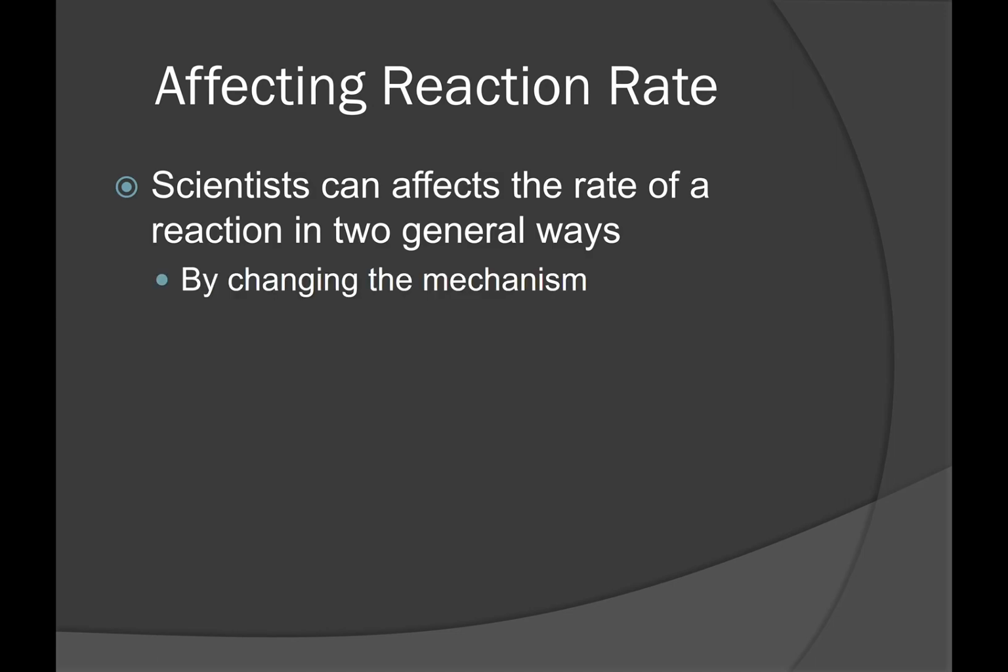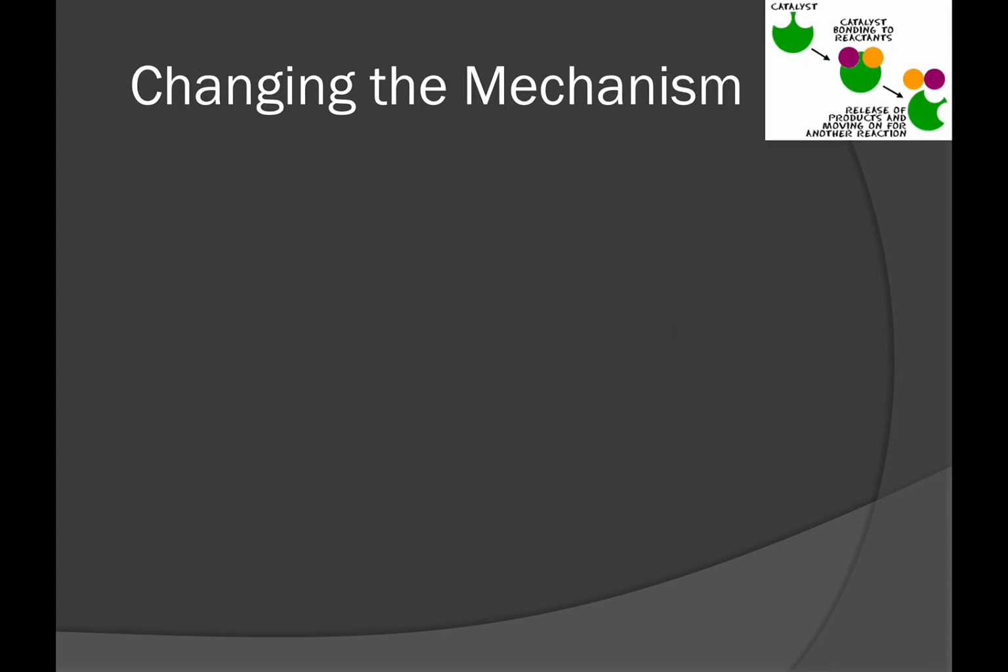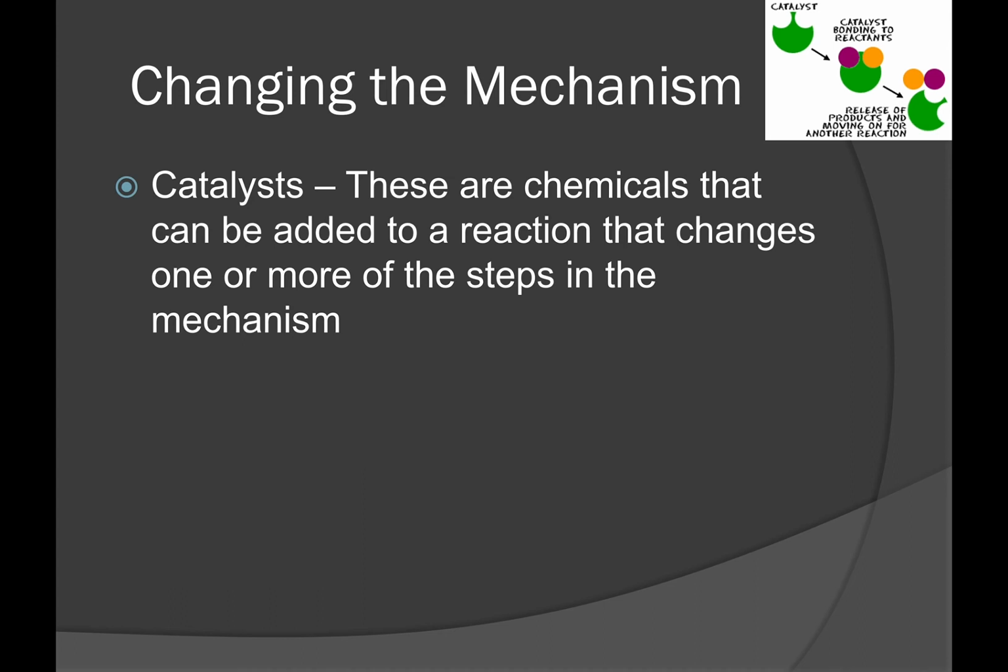So there are different ways that we can affect the rate of a reaction. Generally, there's 2 ways. We can either change the mechanism or we can change the number of collisions. Let's take a look first at changing the mechanism. A catalyst is a chemical that can be added to a reaction that changes at least 1, sometimes more steps in the mechanism itself.